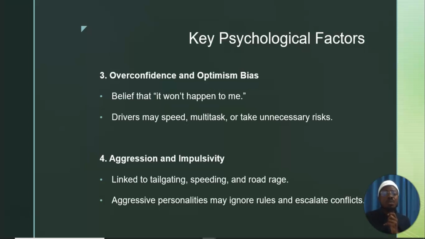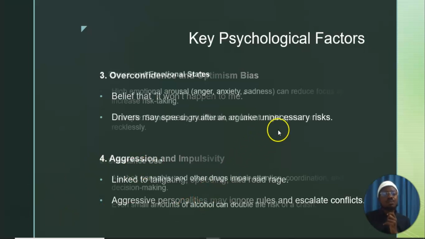Maybe a driver who has just been fired from work and is going home notices that the vehicle in front of him is moving at a slow pace or within the required speed limit. But as a result of that anger and frustration, that driver might start tailgating, shouting or yelling at the other drivers on the road. So these are some of the key psychological factors also.